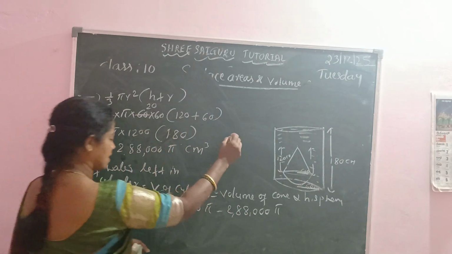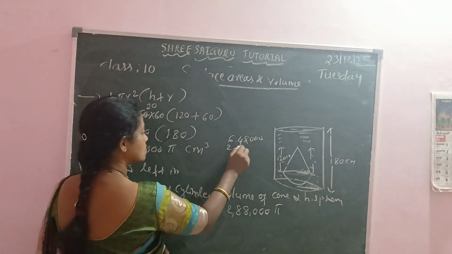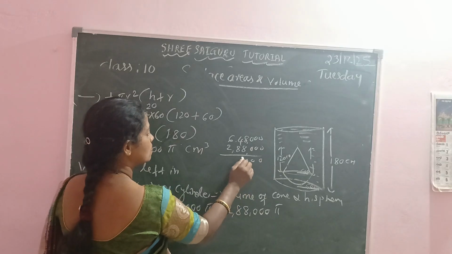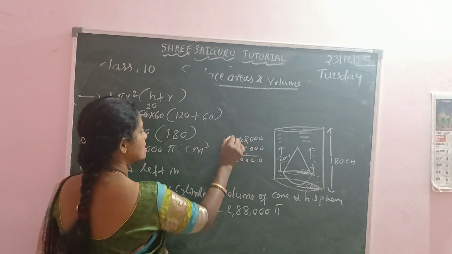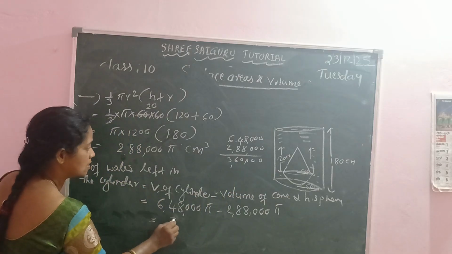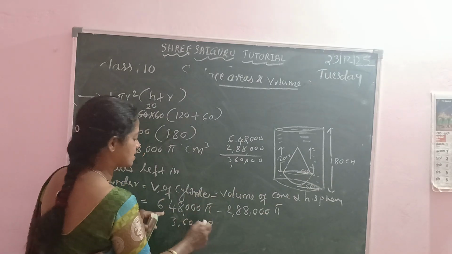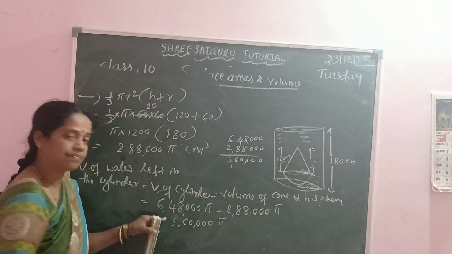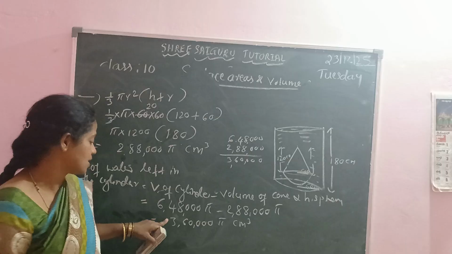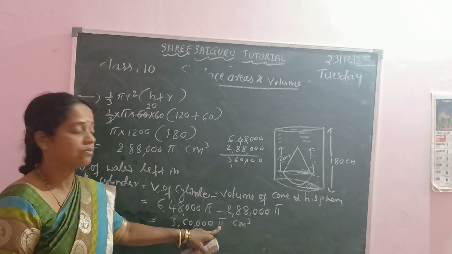Let us calculate here. 6,48,000 minus 2,88,000. 0, 0, and here 4 minus 8, 14 minus 8 is 6. 5 minus 2 is 3. Yes, correct answer. That gives 3,60,000. 3,60,000 into 1 centimeter cube. Yes, this is most important. Unit is most important. Then later we will substitute the value of the pi.